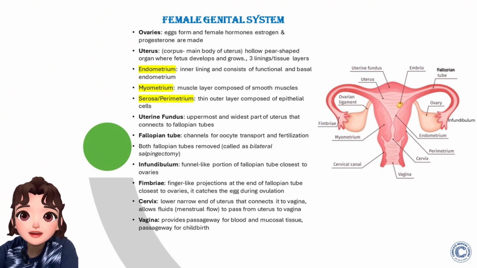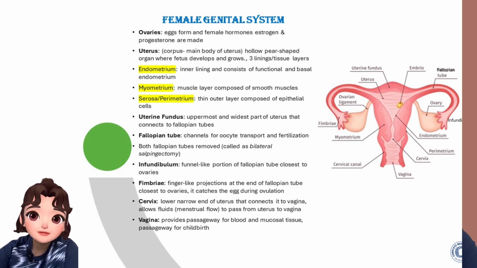Cervix, lower narrow end of uterus that connects it to vagina. It allows fluids, means menstrual fluid, to pass from the uterus to vagina. Vagina provides passage way for blood and mucosal tissue, and it's a passage way for childbirth. You can just look into the picture. It has mentioned all the three linings of uterus and all the major parts of the female genital system.